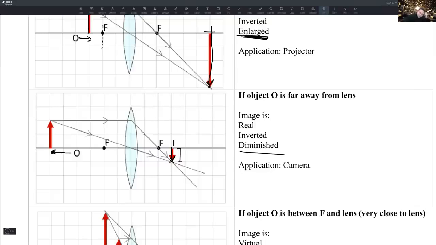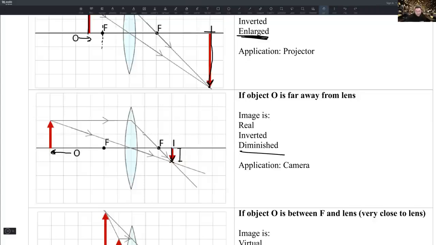It's smaller in size. It's called diminished. What do we use this for? A camera. Like any camera, even your phone's camera has a bunch of lenses here. What is the function of the lens? It takes all of the light that's very far away and it focuses it on a small sensor inside. So we need to shrink what we're photographing into something small so that it fits on the film or the camera's sensor.